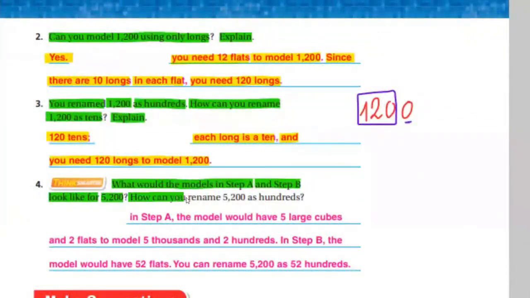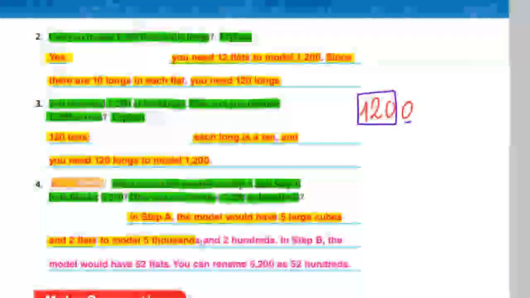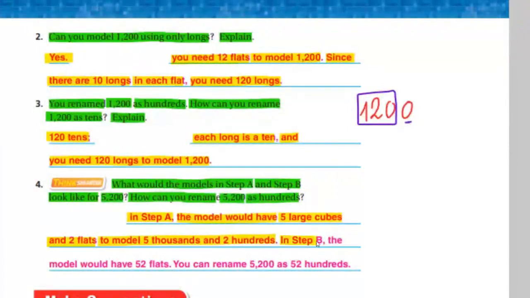The next question, what would the models in step A and step B look like for 5200, and how can you rename 5200 as hundreds? Okay, so firstly, in step A, the model would have 5 large cubes and 2 flats to model 5200. In step B, the model would have 52 flats. You can rename 5200 as 52 hundreds.